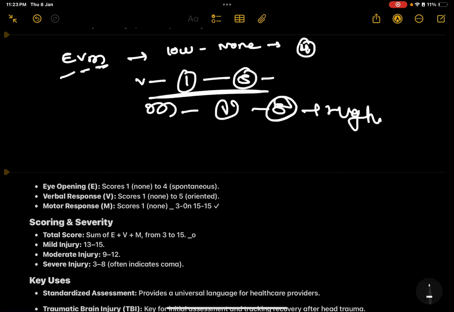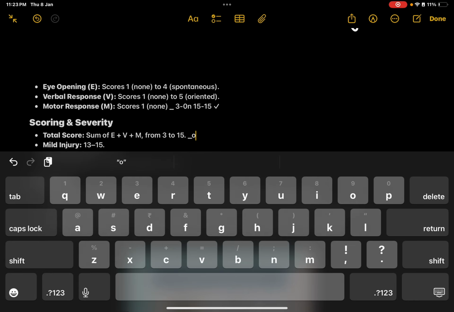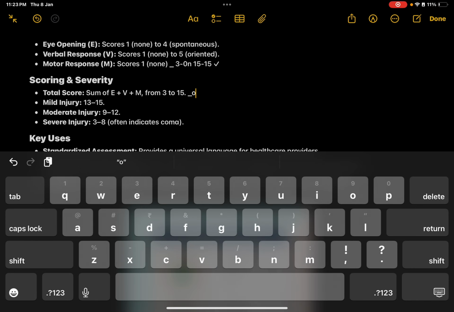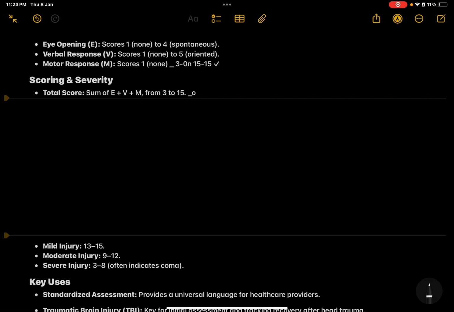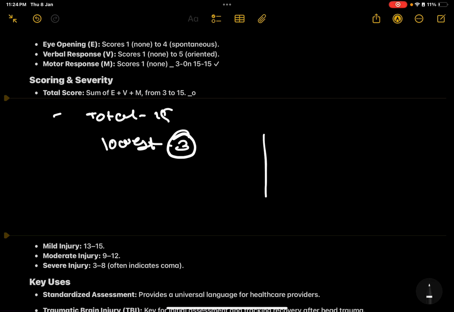6 is the highest score in the motor response. Okay, so now we are going to learn about the severity. In scoring, the total score is 15, and the lowest score, as I already told you, is 3. As we have seen already, there is mild injury, moderate injury, and severe injury.